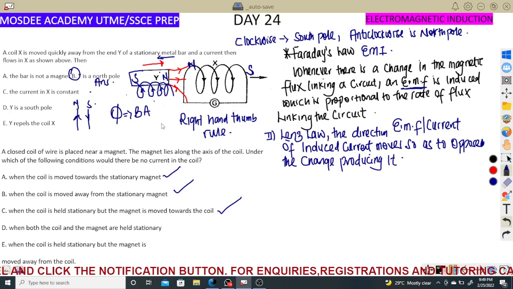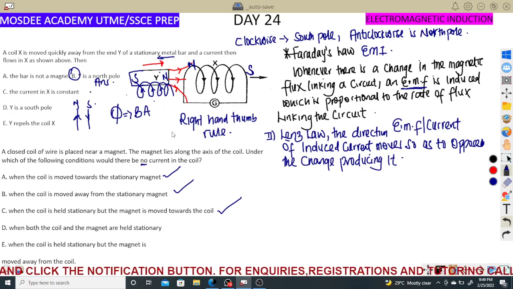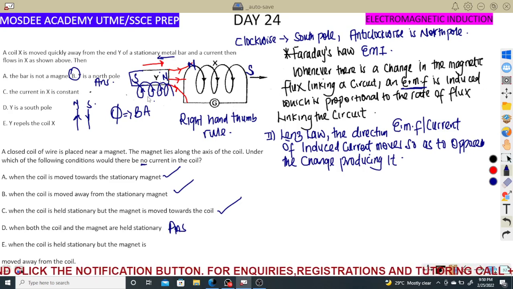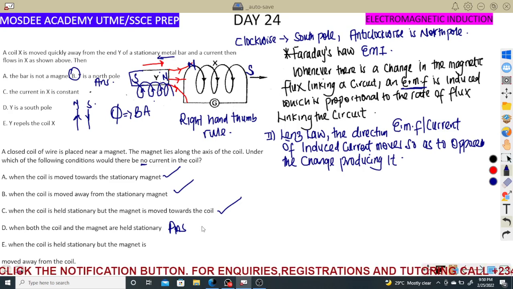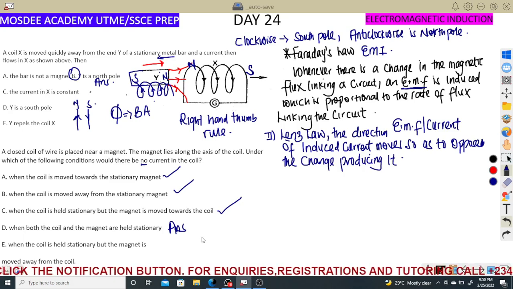Now, this one says, when will there be no current? That is when both of them are held stationary. When the coil and the magnet are held stationary, that is the answer, because we said flux linkage only occurs when there is relative motion. So when both of them are stationary, induced EMF is not going to be produced, and induced current is not going to be produced. Always keep that at the back of your mind, and that is the interpretation.